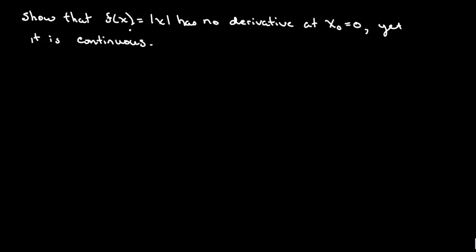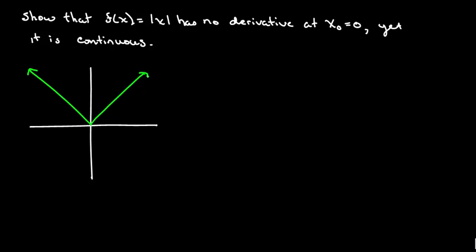We're asked to show that the function f of x, which equals the absolute value of x, has no derivative at x sub naught equals 0, the value x equals 0, yet it is continuous. So let's go ahead and take the function. What I'm going to do is graph out the function absolute value of x. It looks something like this. And where we're interested in looking is this value right here.